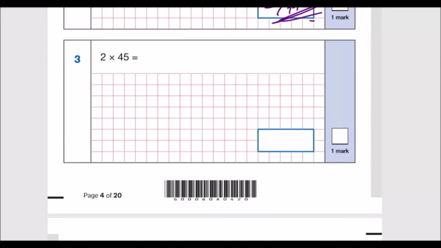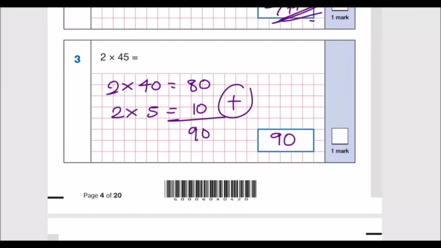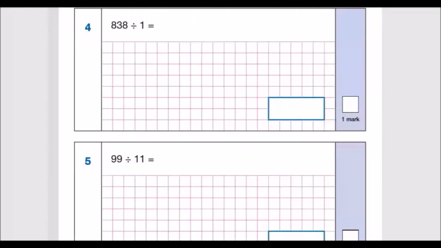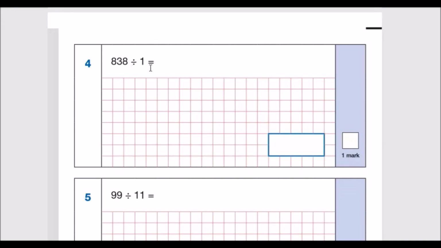2 times 45. So if you already know the answer, it should be 90 because double 45 is 90. If you did not know that, I would partition this. I would do 2 times 40 first and then 2 times 5. So the easy way to do this is 2 times 4 is 8, and then stick a 0 is 80. 2 times 5 is 10, and then add them up, you get 90. Easy.